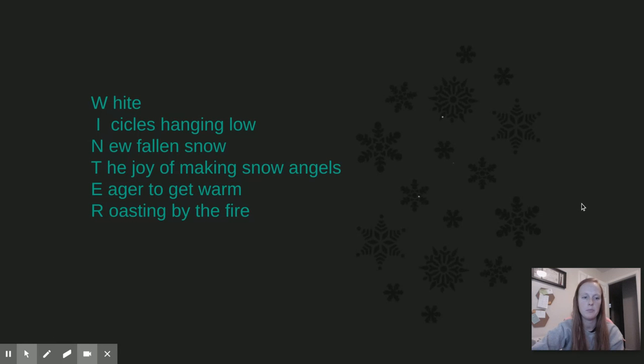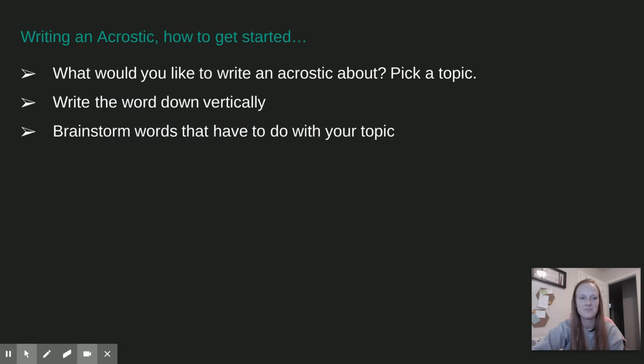Let's look at my example. So my subject is winter. I would call this poem Winter. I created the poem "White icicles hanging low, new fallen snow, the joy of making snow angels, eager to get warm, roasting by the fire." So again, you can see my subject is winter, and then I used the letters from my subject to start the sentences of my poem. And again, I didn't bold these, but I did make them uppercase so you can tell where the new sentences begin.